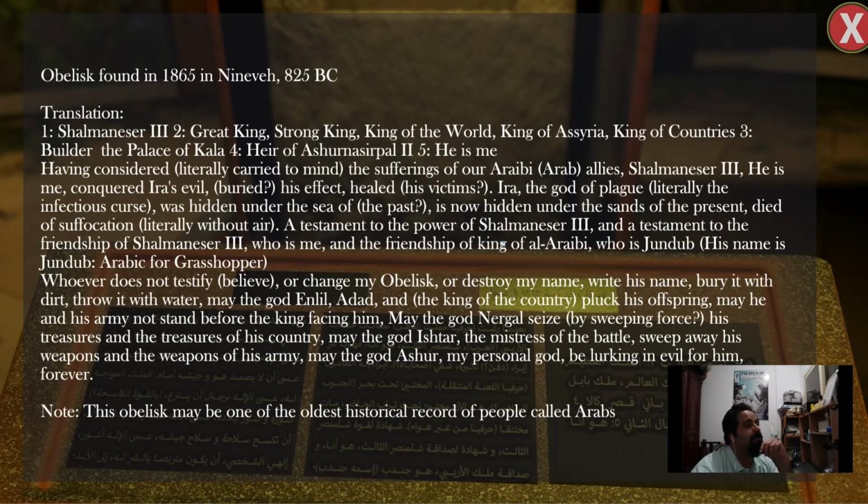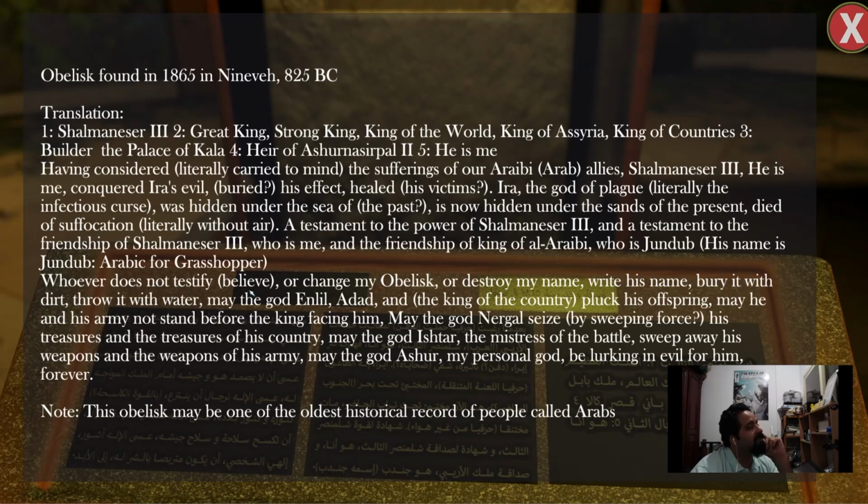A testament to the power of Shalmaneser III, and a testament to the friendship of Shalmaneser and Jundub the Arab, which means grasshopper. It's Arabic for grasshopper. I actually met a guy named Jundub, so you have a name that survived 3,000 years. So that's kind of interesting.